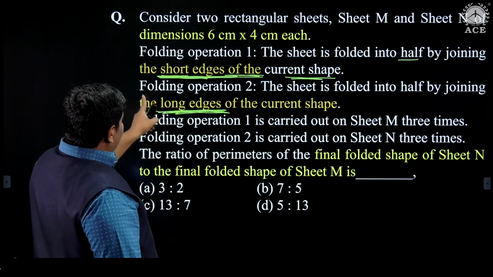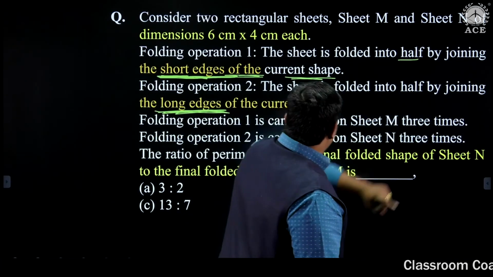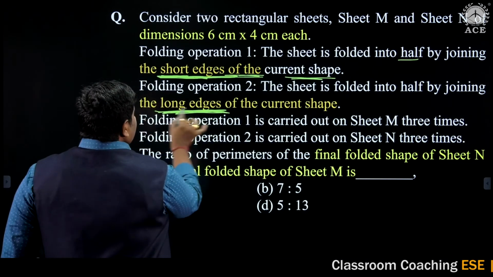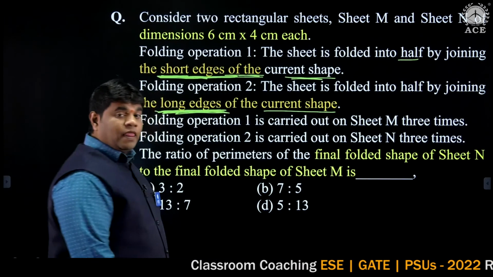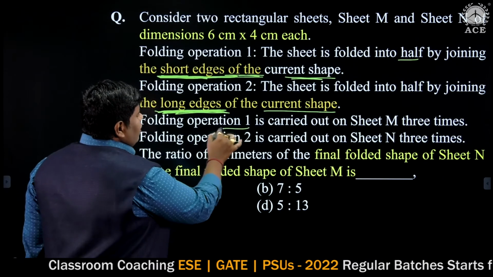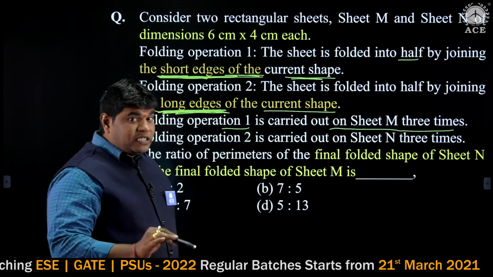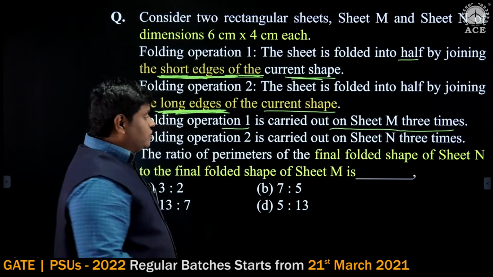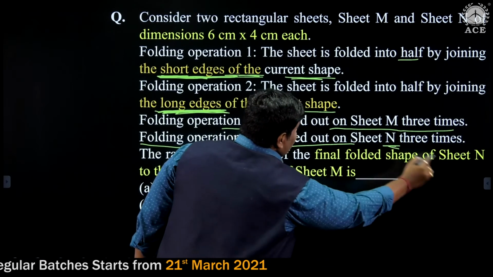Okay. Next, folding operation 2. The sheet is folded in half by joining the long edges of the current shape. Next, folding operation 1 is carried out on sheet M 3 times, and folding operation 2 is carried out on sheet N 3 times.